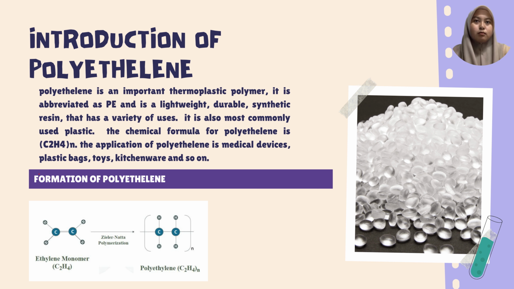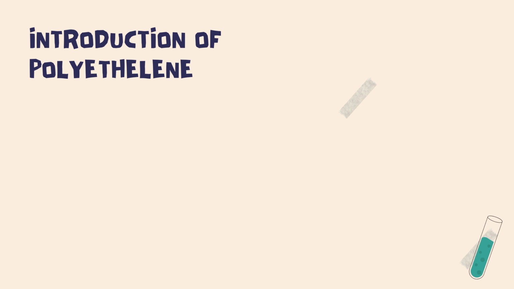Polyethylene is a common thermoplastic polymer made from ethylene monomer. It is abbreviated as PE, and it is a lightweight, durable synthetic resin that has a variety of uses. It is also the most commonly used plastic. The chemical formula for polyethylene is C2H4. The applications of polyethylene are medical devices, plastic bags, toys, kitchenware, and so on.